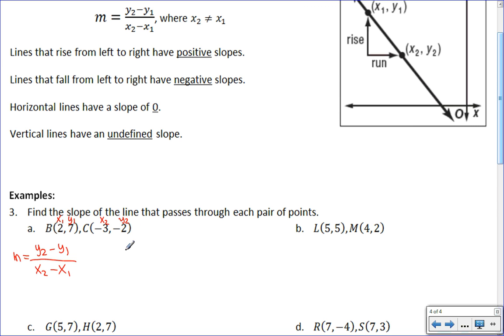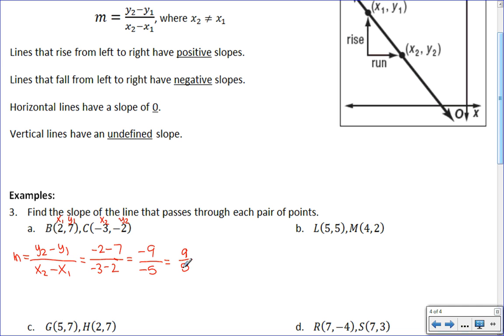So now, we've really taken all the thinking out of this. You're just filling in numbers where they belong. So y2 is -2, minus y1, which is 7, and then x2, which is -3, minus x1, which is 2. So -2 minus 7 is -9. -3 minus 2 is -5. We want this in simplest terms, so the 2 negatives here will cancel, and this is just 9 over 5.